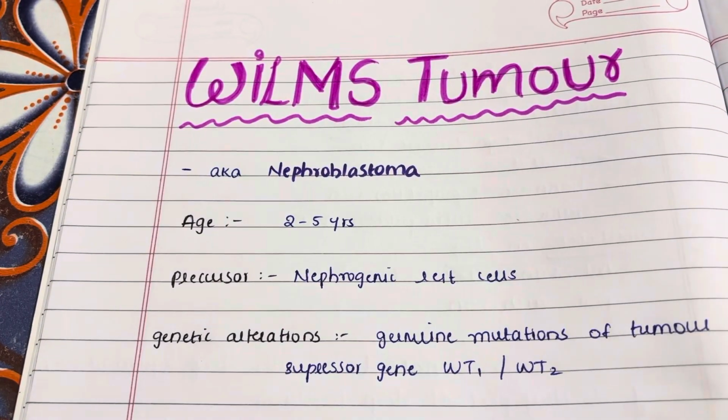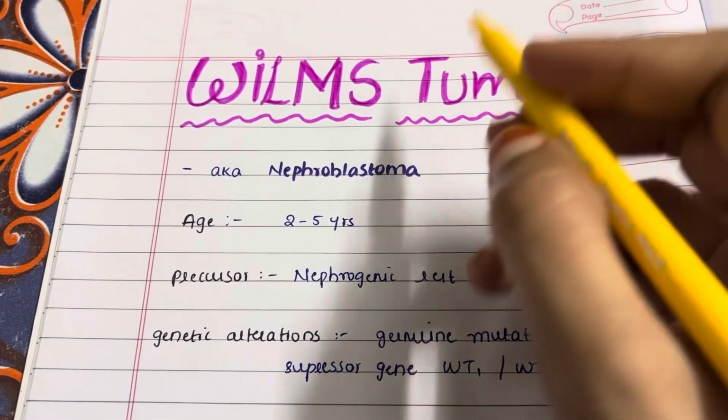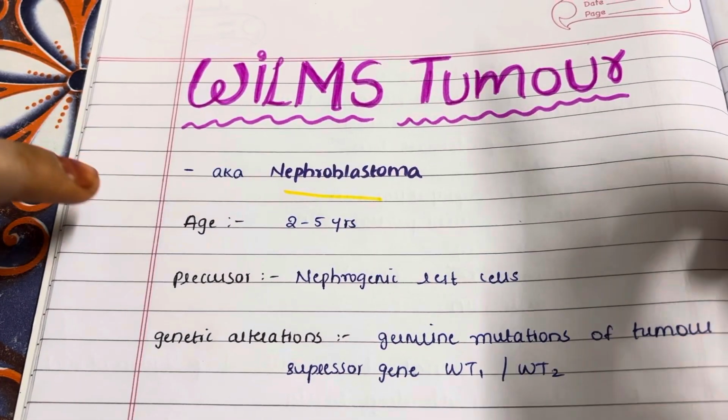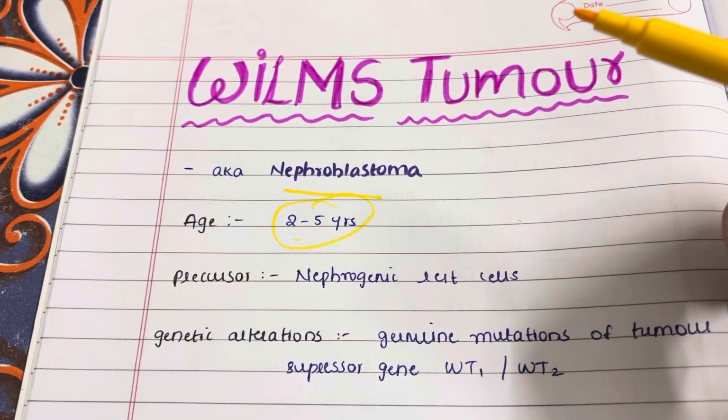Hey guys, so today we are gonna learn about the Wilms tumor. Okay, so this Wilms tumor is also known as nephroblastoma. It occurs in the age group 2 to 5 years. Remember this, 2 to 5 years age group.